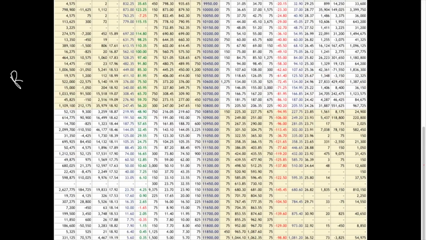This indicates there is a potential resistance at 11,200, 11,500 levels and a potential support at 10,500, 10,000 levels. So the trading range can be between 10,500 to 11,200.